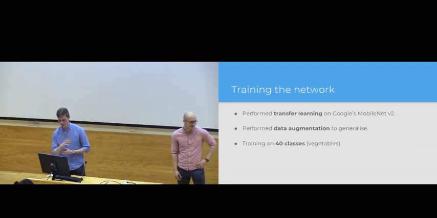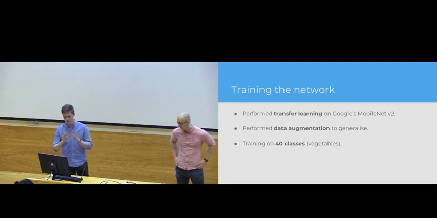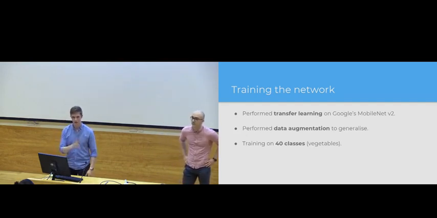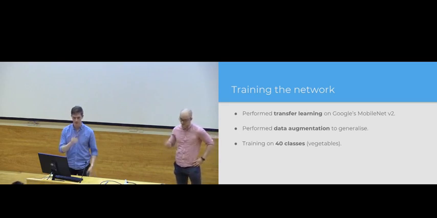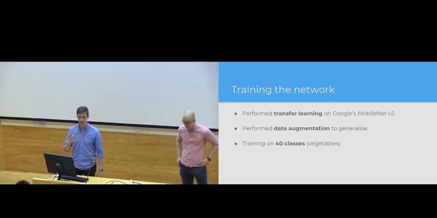We then performed transfer learning on Google's MobileNet. To do this, we froze the initial layers of the network, which extracted the features from the images, and we then used these features in our own model, which we trained, to predict which vegetable it was. We used data augmentation on the training set by performing operations such as flipping the images, as well as randomly changing the brightness and cropping the images to really generalize the data set. All in all, we trained it on 40 classes, so 40 different vegetables.